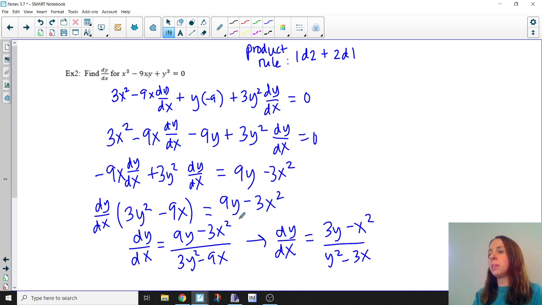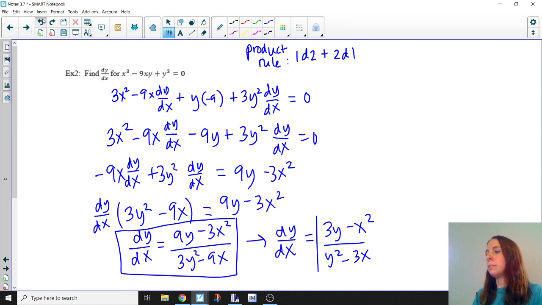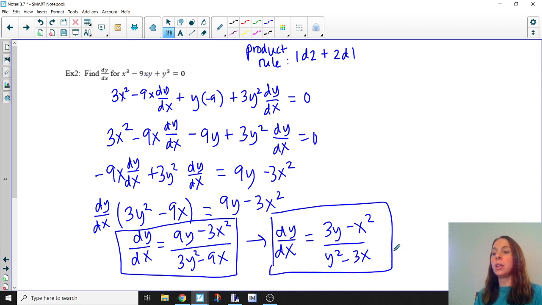That's not completely necessary. This would be just fine as a final answer. It's just scaled by 3. What's not fine is if you try to cancel other things. Don't do that. We don't have any other factors in the numerator and denominator to cancel.